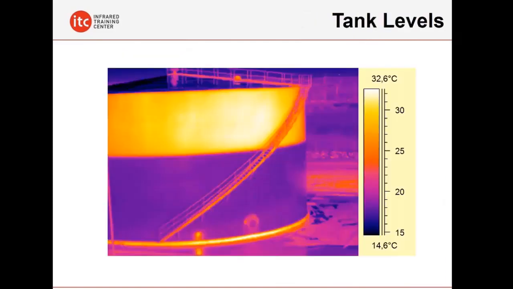Tanks. If you work for a large petrochemical facility, you've got a variety of different tanks, and perhaps the gauges aren't working properly for whatever reason, or you're trying to locate sludge that's perhaps built up in these tanks. Infrared used very successfully in the right conditions to locate tank levels, but also the presence of sludge in these vessels as well.